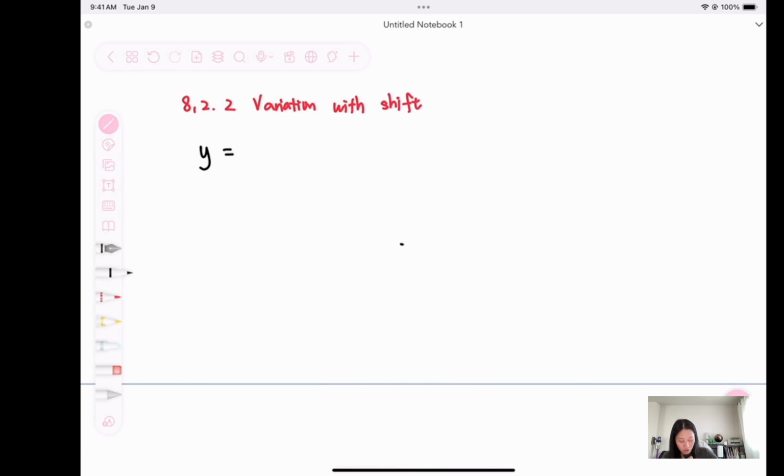Y equals A times tangent of (bx minus c) plus d. We got that A is the stretching factor, B will help you find the period, and C will help you find the phase shift. It will be the same as the sinusoidal function, where the phase shift equals C over B.